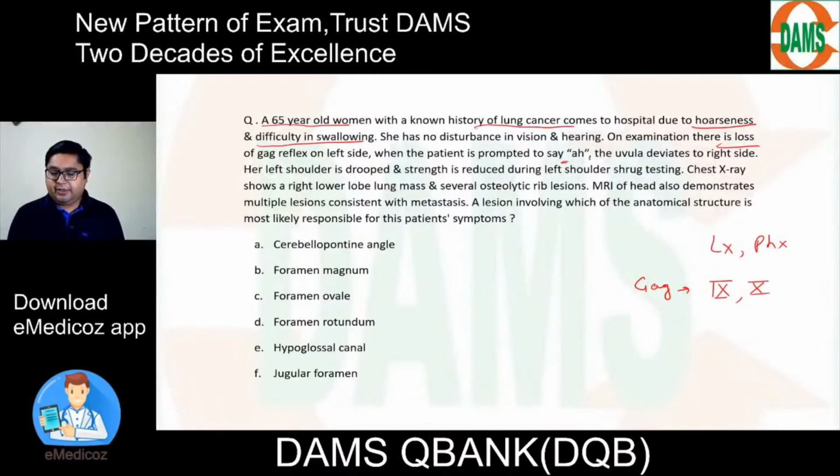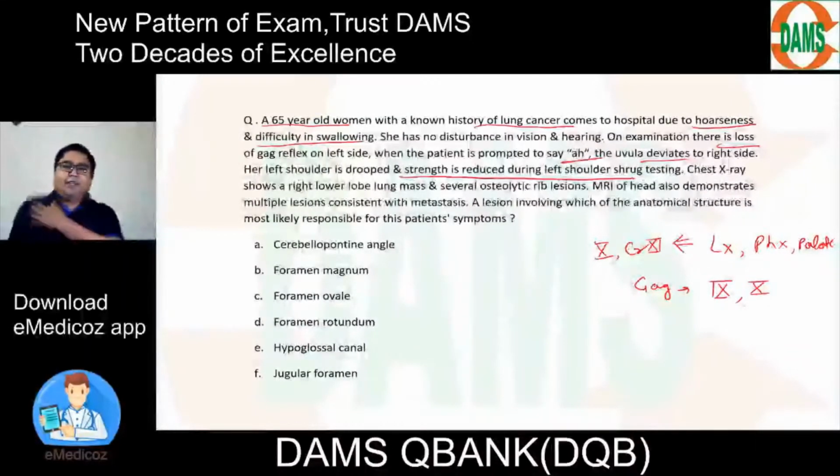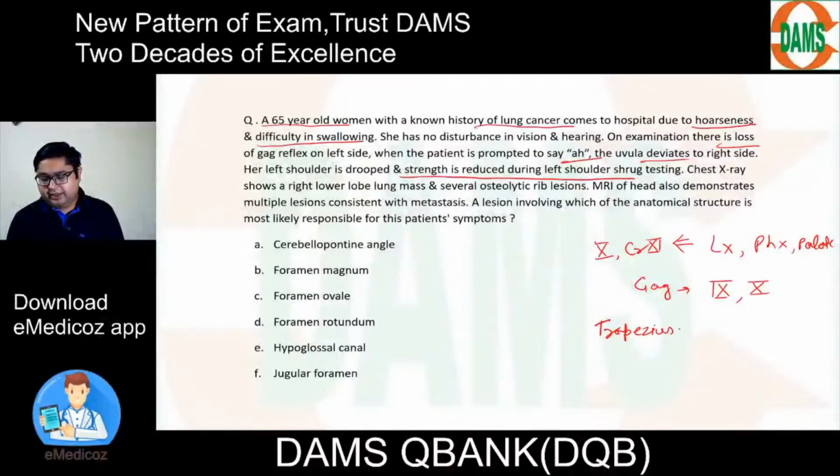When the patient is prompted to say, the uvula deviates, that means the palate is involved. Now larynx, pharynx and palate, if these are involved, we can say the patient is having involvement of the 10th nerve and cranial accessory nerve, or you can say VAC, vagus accessory complex. Yes. Along with that, the patient had reduced strength on the left shoulder shrug testing. This is called a shrug, and the trapezius is used for the shrug. If there is reduced strength, it means the trapezius is also affected. And who supplies the trapezius? Trapezius is supplied by the spinal accessory nerve.